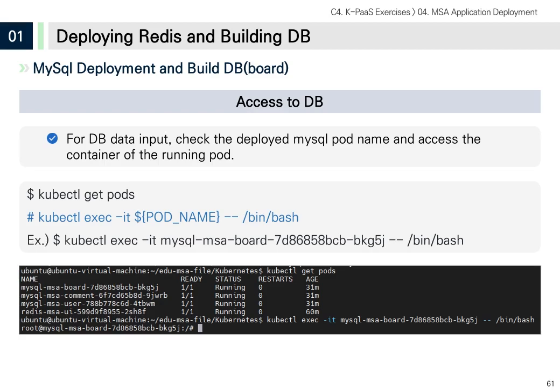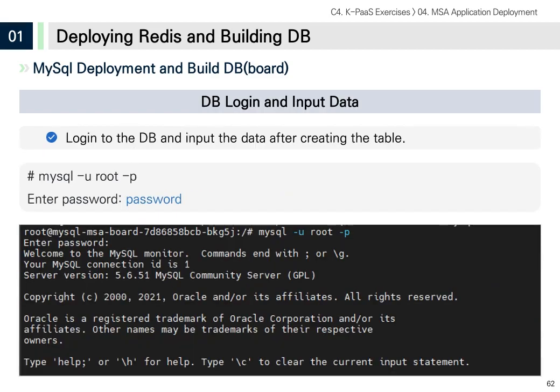Let's verify if the DB we deployed is running well. Run a kubectl command to view the pod. Then, connect to the pod with the second command to input DB data. To build the MySQL MSA board DB, connect to it with its name. Once you have access to the pod, log into MySQL using the commands in the textbook.